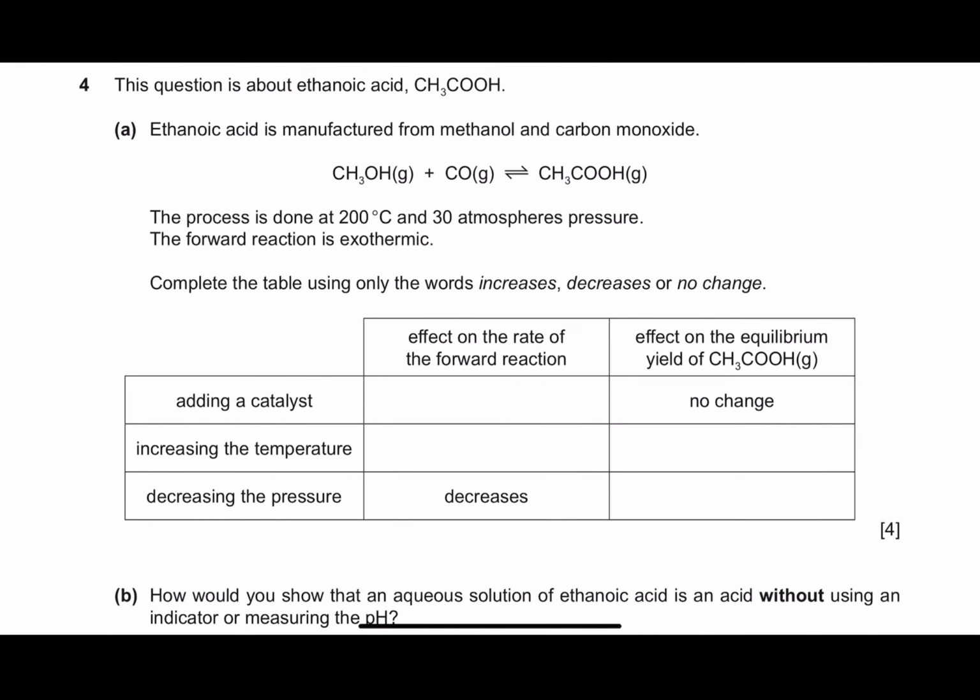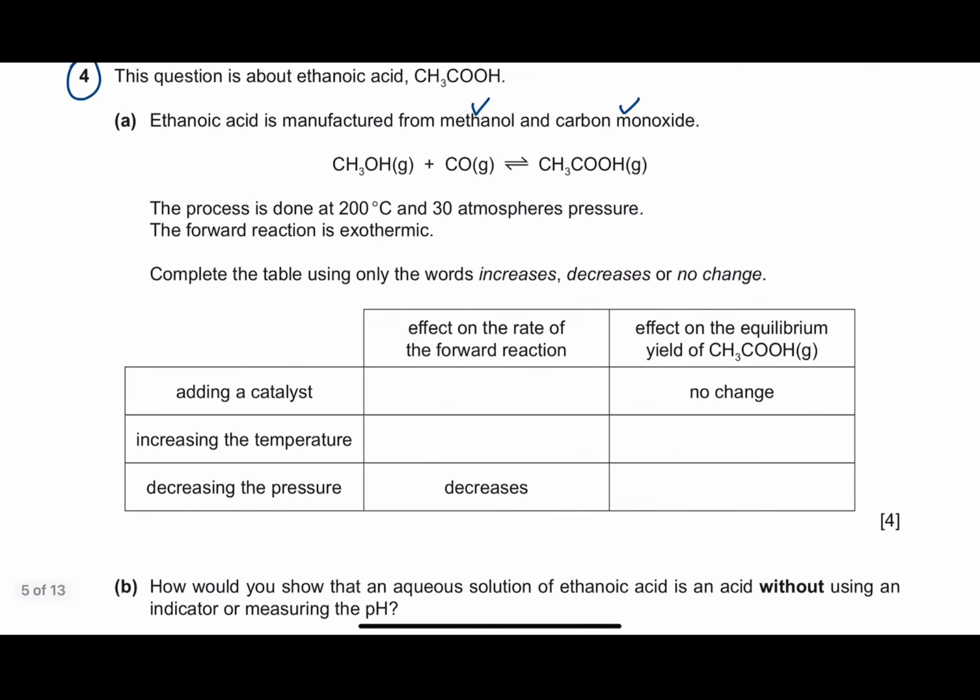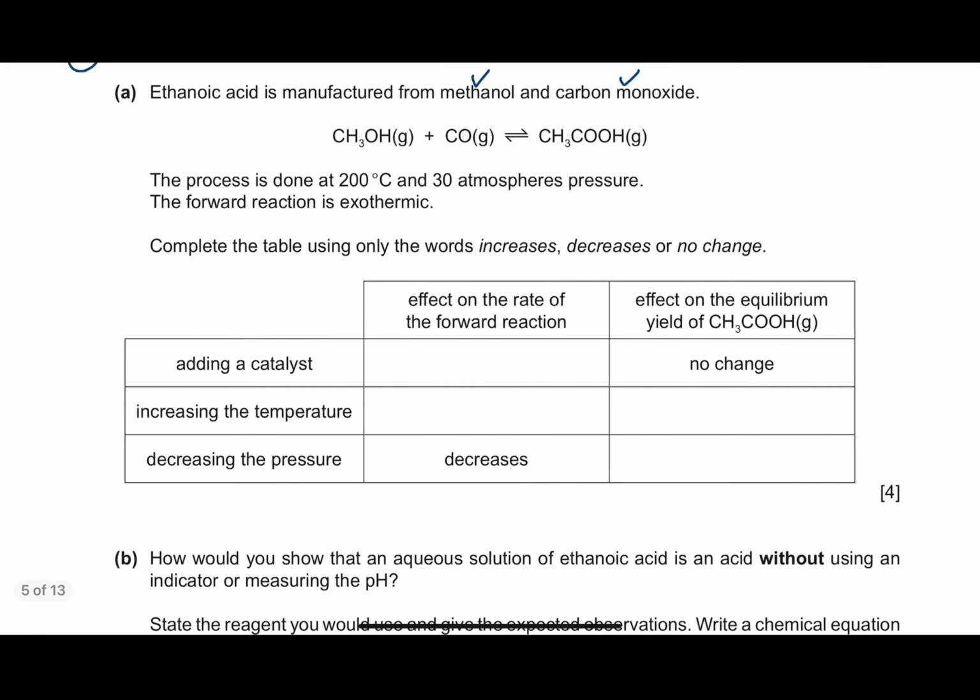This is the question from February-March 2019, question 4. This question is about ethanoic acid. A. Ethanoic acid is manufactured from methanol and carbon monoxide. This process is done at 200 degrees Celsius and 30 atmosphere pressure. The forward reaction is exothermic. Now take note of this information here.